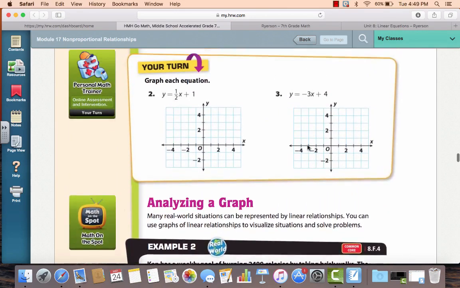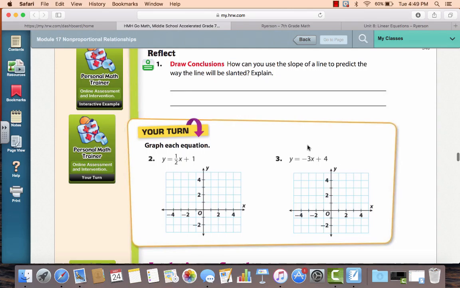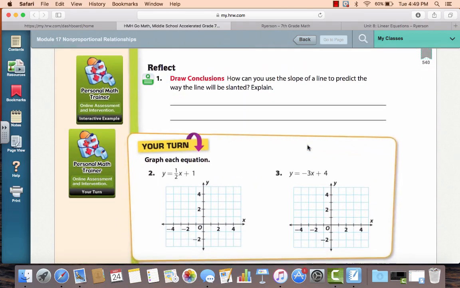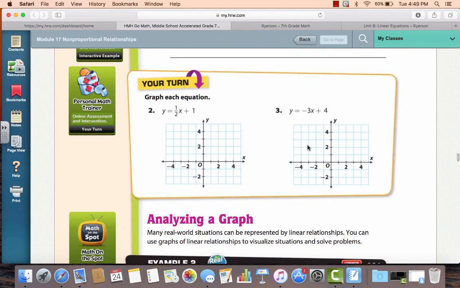Hey guys, today we are working on graphing equations. So if you could please go into your book to page 540. We're going to start where we left off a couple days ago.